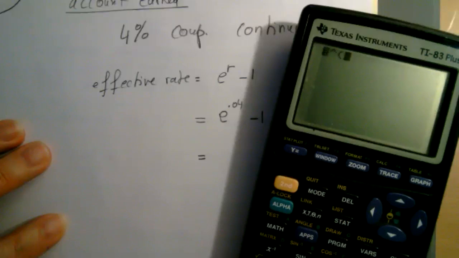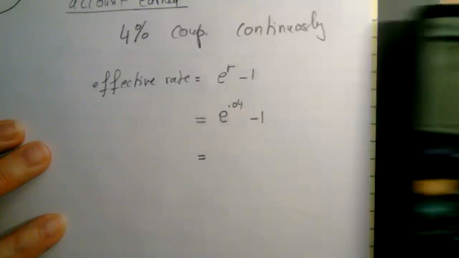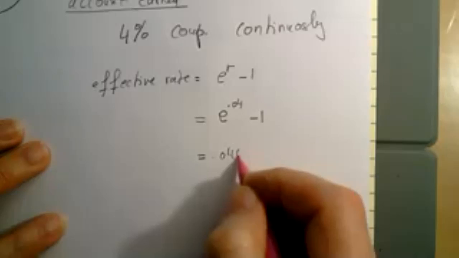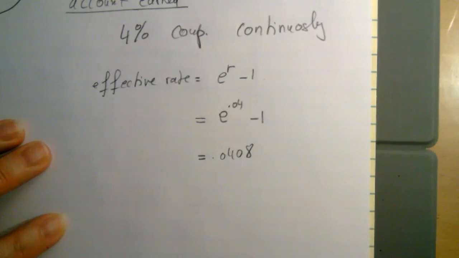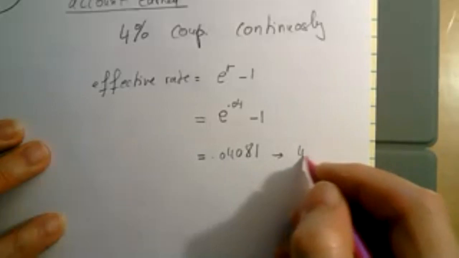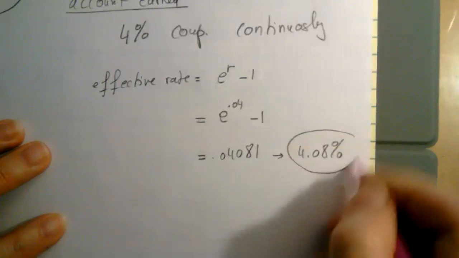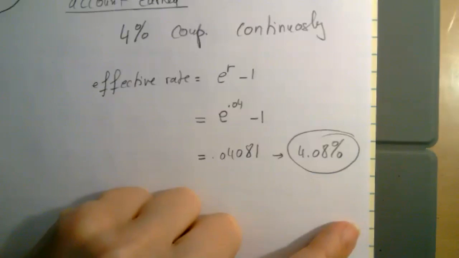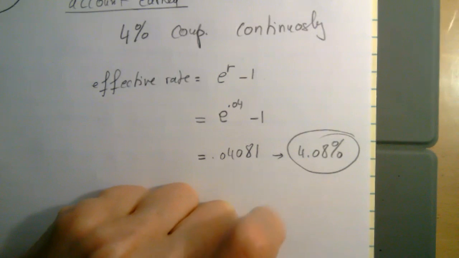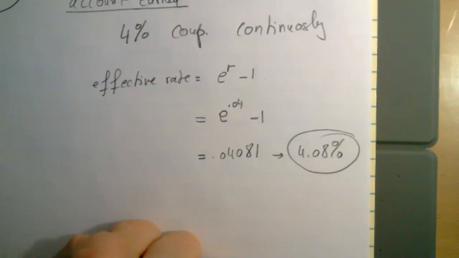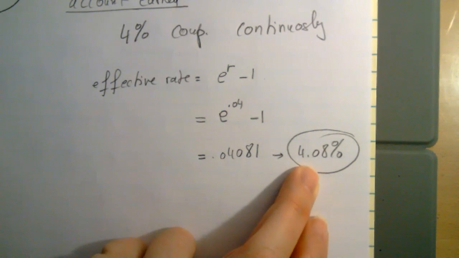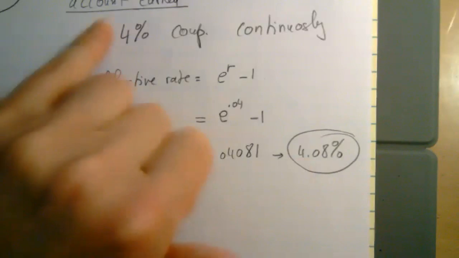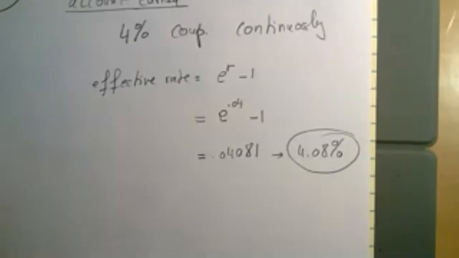e to the 0.04 minus 1. So it's 0.0408, and there is a 1 here. So it means 4.08%. It means you can think of this account as if you're putting your money in and at the end of the year you're getting 4.08%. That's really what the effective rate means. Effectively, you're getting that much interest per year. The advantage is that you can pick up your money almost any time you want.